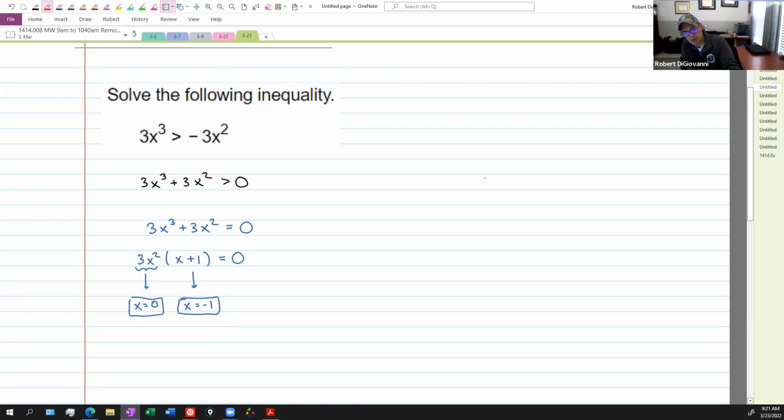If I were to look at this as a graph, I hit the x-axis at 0 and at -1. And I'm treating this like I'm looking at the function f of x equals 3x cubed plus 3x squared. And using the leading coefficient test, this is very much like the previous problem. We have an odd degree and a positive leading coefficient. If you go back again to that table, left side goes down, right side goes up.